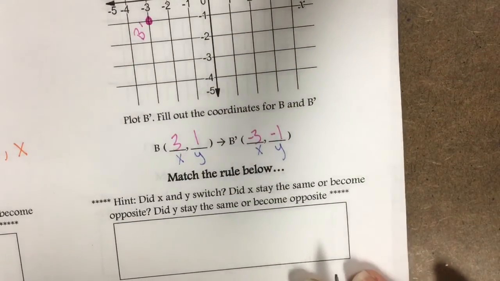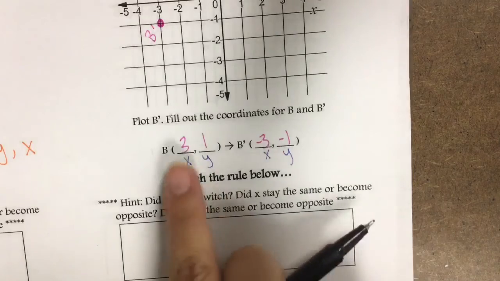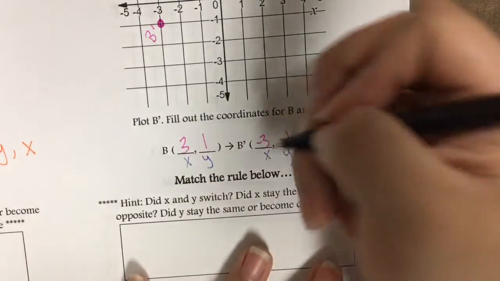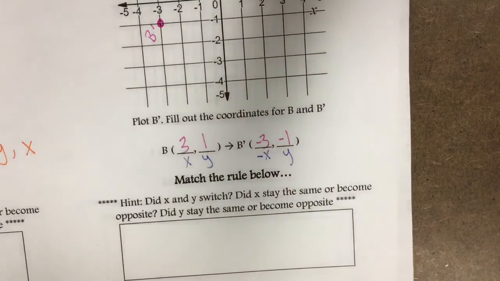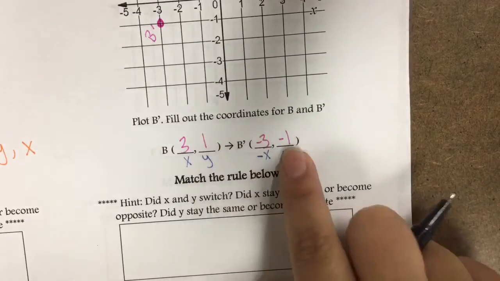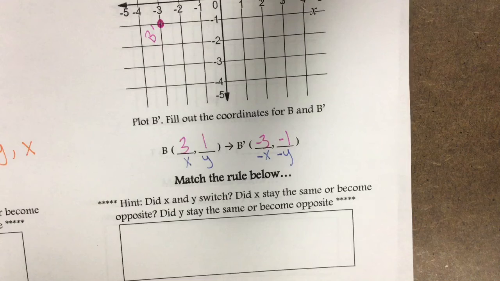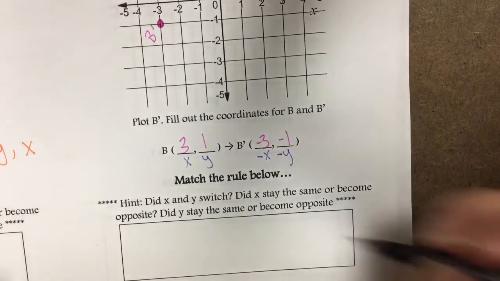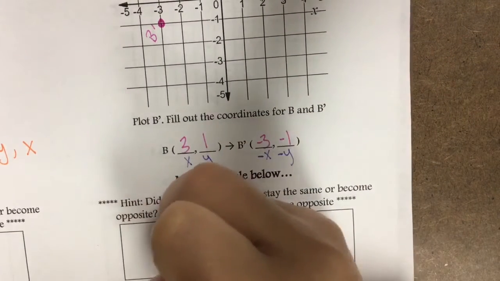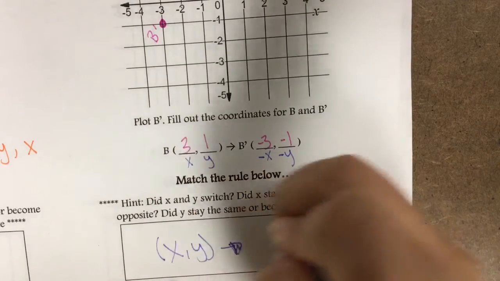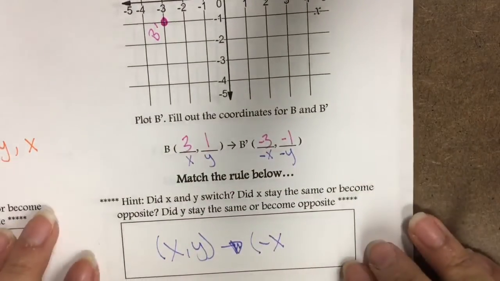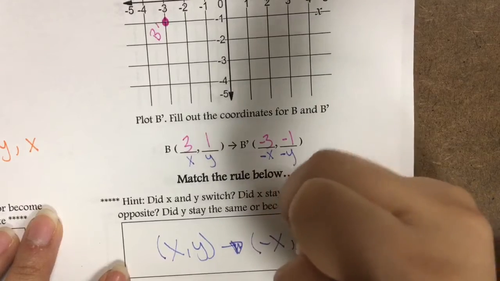But now we're going to look to see if they became opposite. So it was 3, now it's -3. That became opposite, so we can add a negative in front of it. It was 1, now it's -1. That also became opposite. So we can add a negative in front of it. Remember, the negative doesn't necessarily mean it's going to be a negative number, because it doesn't need to be. It just means that it's going to be the opposite of the original. So we can go ahead and write our rule. X comma y changes to -x comma -y.